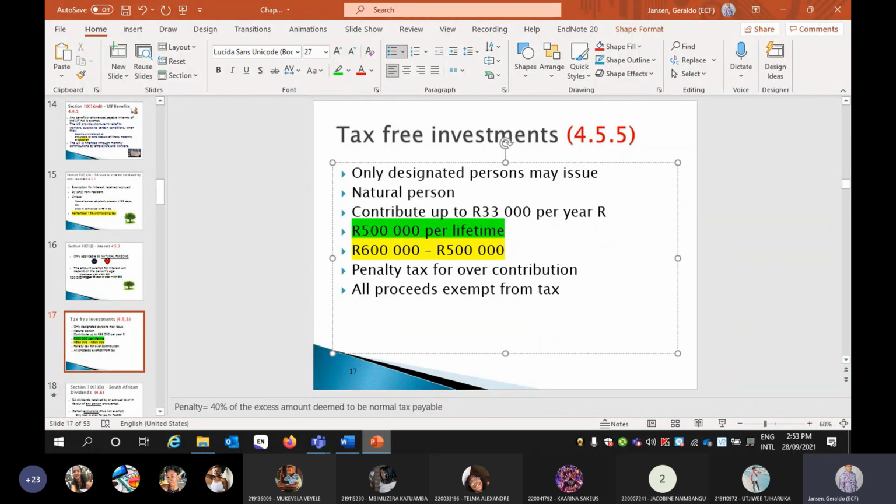Now, let's say, for example, you contribute 34,000. That is 1,000 more than the maximum that you should contribute in a tax-free investment. Then you will pay a penalty tax of 40%. You will be penalized for that over contribution. Now, guys, this 500,000, don't get it wrong. Even though I say 33,000 per year, obviously I'm going to give you a number of years. Let's say 20 years, and I tell you for 20 years this person contributed 33,000 per year. Obviously, you calculate all those 20 years together, and we say you will only be exempted 500,000 in a year of assessment. Then let's go to the next one.